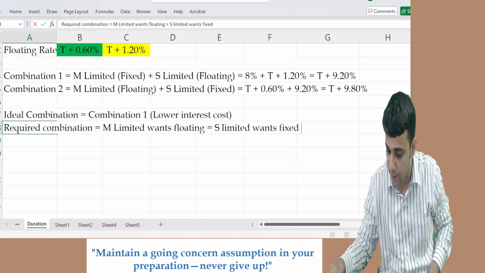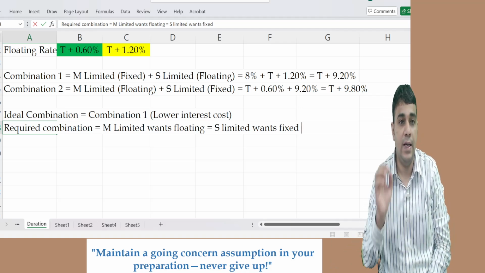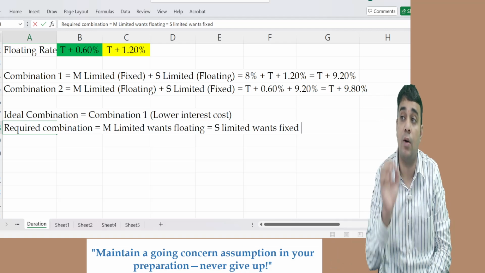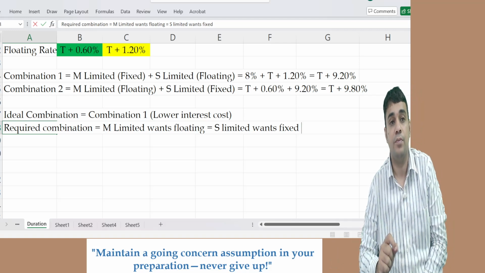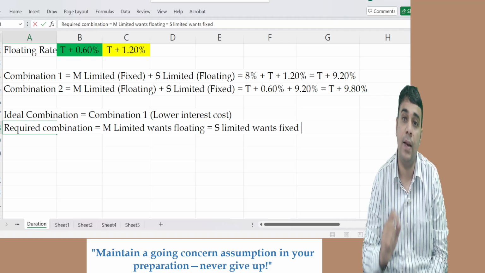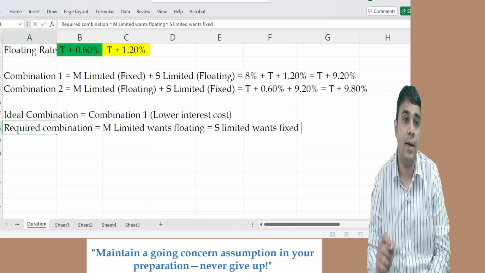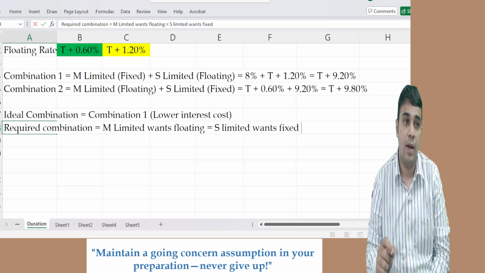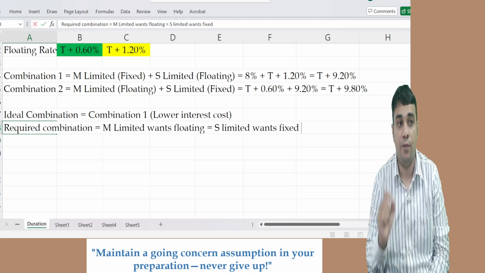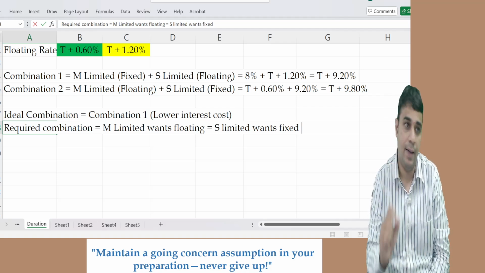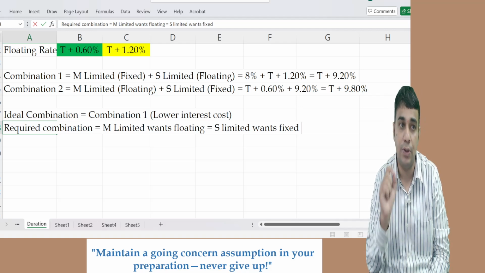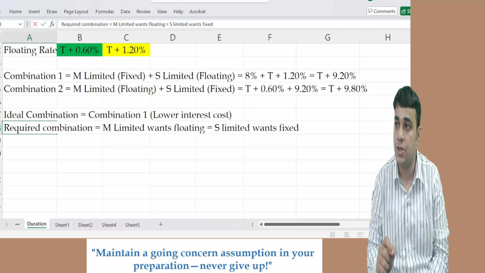M wants floating, S wants fixed. Is this combination 1 they want or combination 2 they want? Combination 2. But ideal is combination 1. They want combination 2, but ideal is combination 1. I explained to them which is better, but they are adamant that they want only combination 2.